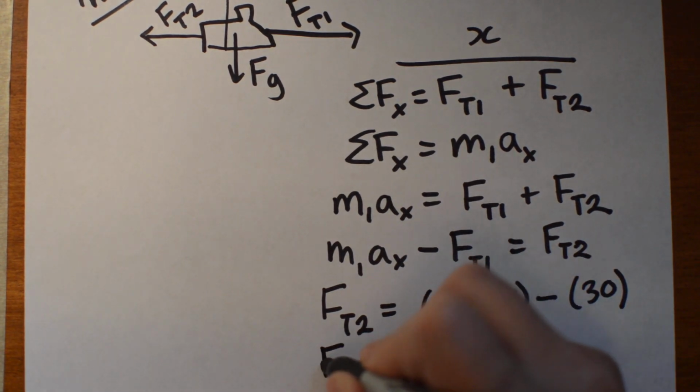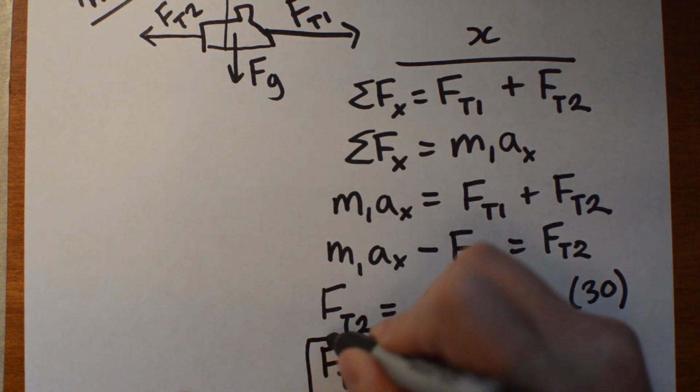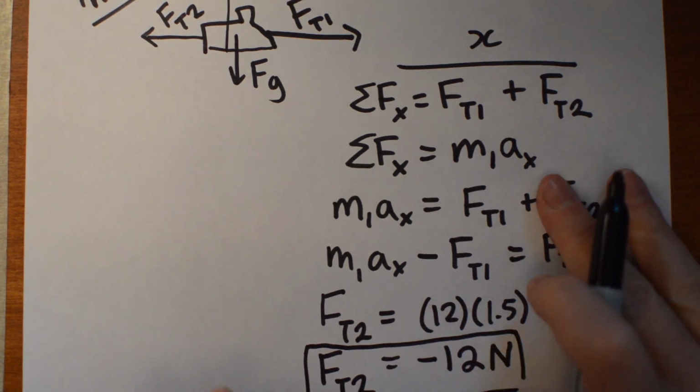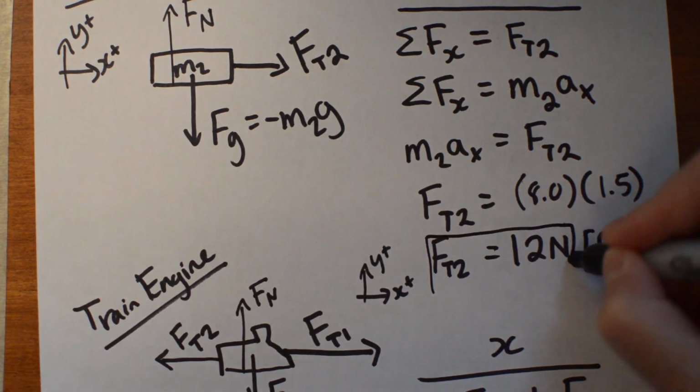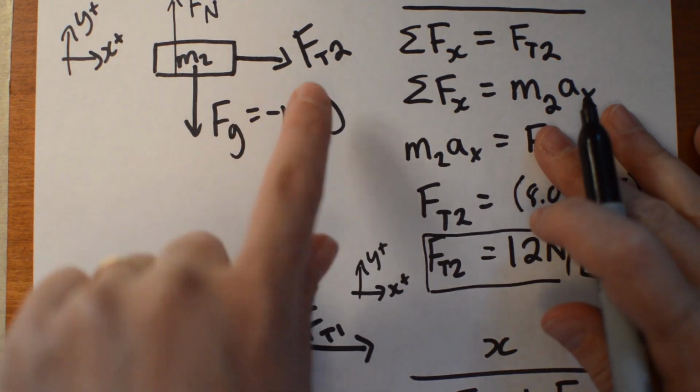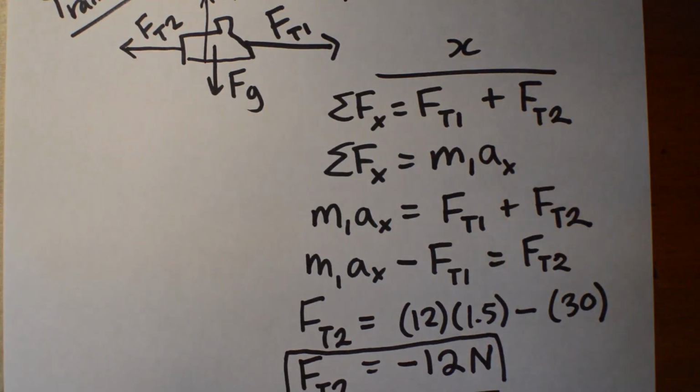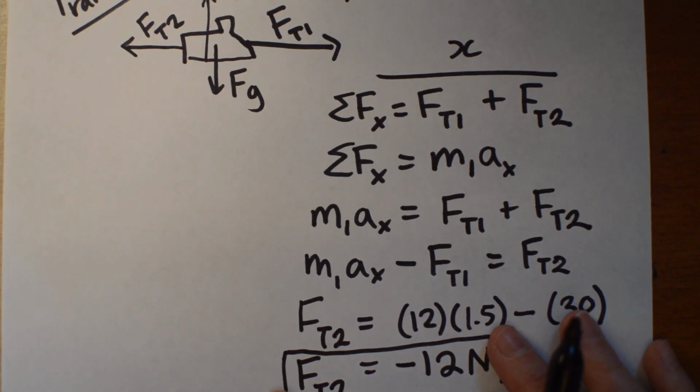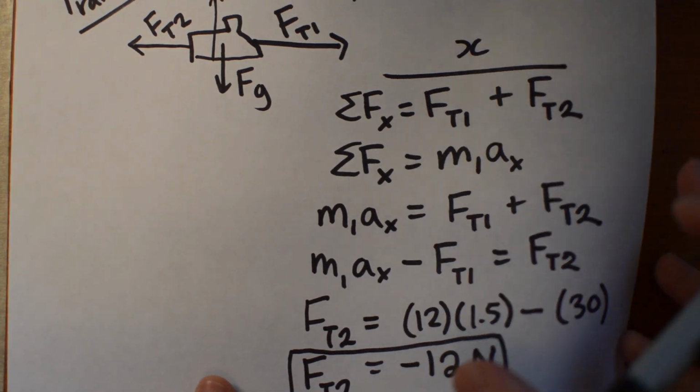is awesome because that is exactly the same value as the FT2 I got here. Right, this is a forwards tension, and this one is a backwards tension, so negative 12, but it's exactly the same tension. So physics works, which feels really good.